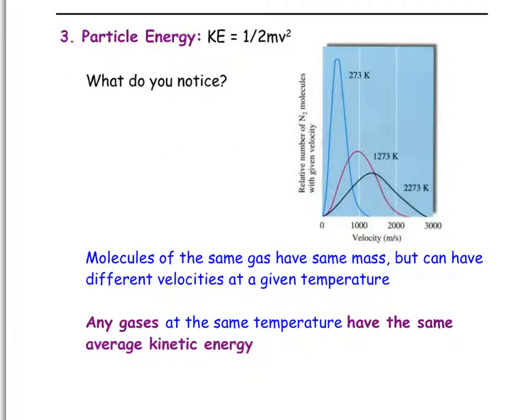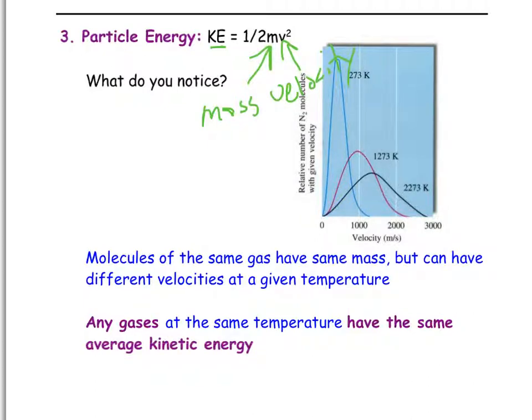This slide deals with particle energy, where we say the kinetic energy, or essentially the moving energy of any particle, is equal to 1/2 its mass, so that M does stand for mass, times its velocity, that is not standing for volume in this case, it's standing for velocity, squared. So kinetic energy equals 1/2 mv squared. Molecules of the same gas have the same mass but can have different velocities at a given temperature.